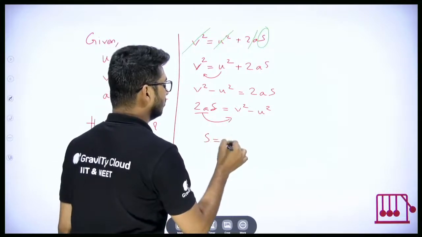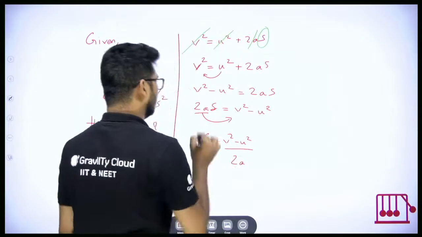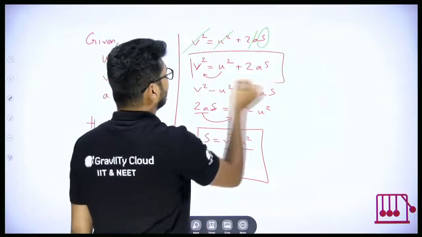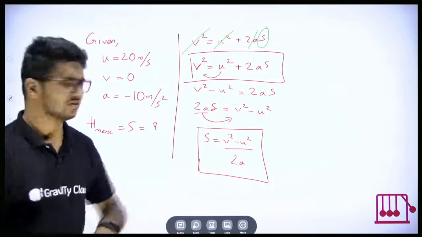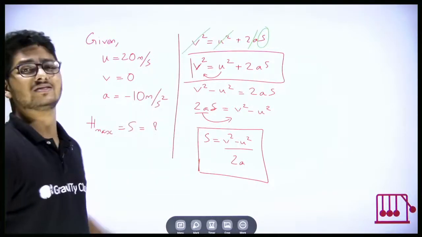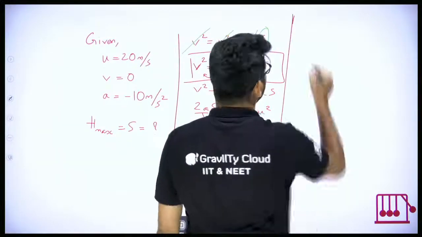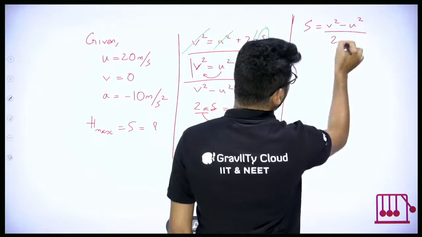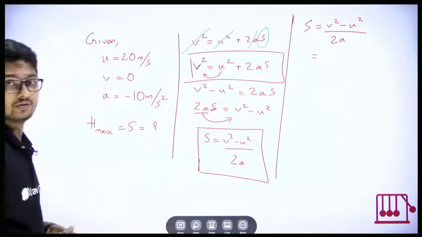S is equal to v square minus u square by 2a. You can also remember this formula, which is nothing but another way of writing v square is equal to u square plus 2as. It will directly help you in problems. Better than rearranging, you can use this directly. So if I use that, s is equal to v square minus u square by 2a. You have to substitute and be very careful while you substitute.